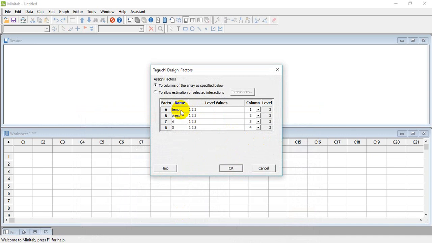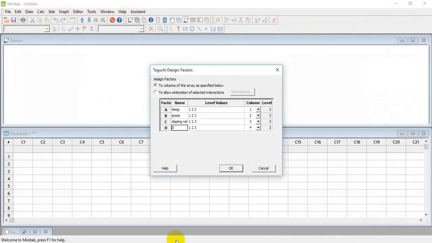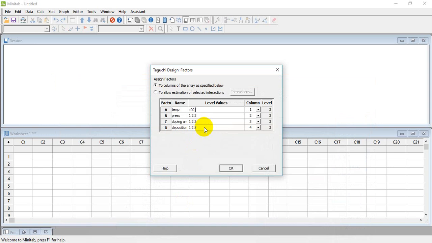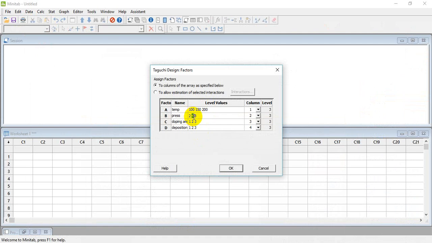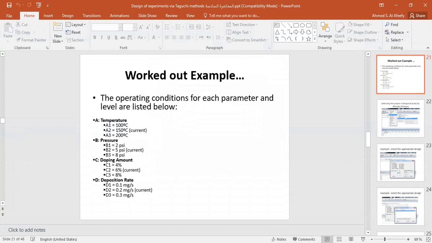Okay. Factors: here we can name the factors: temperature, pressure, doping amount, and deposition rate. The levels: here we can put the values of each factor: 100, 150, 200. Pressure 2 psi, 5 psi, 8 psi.